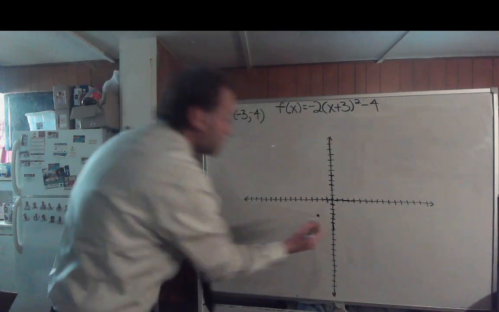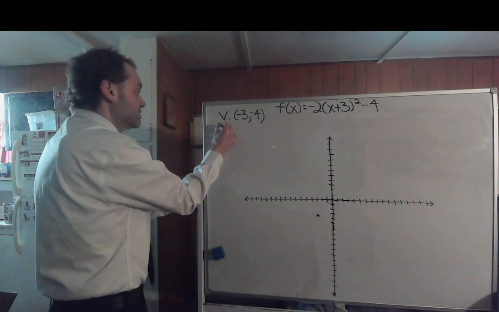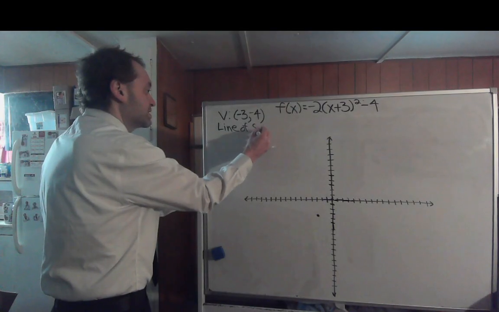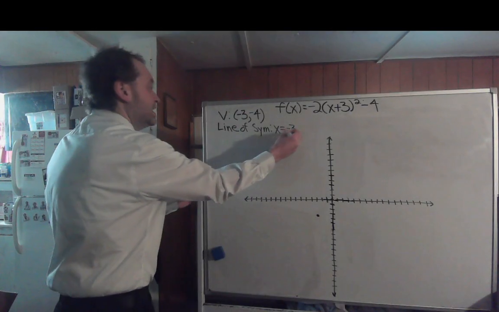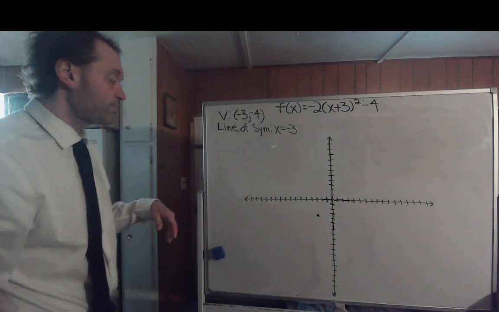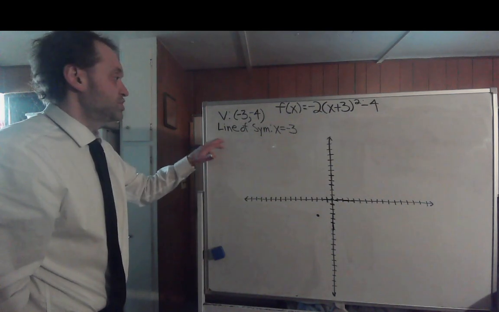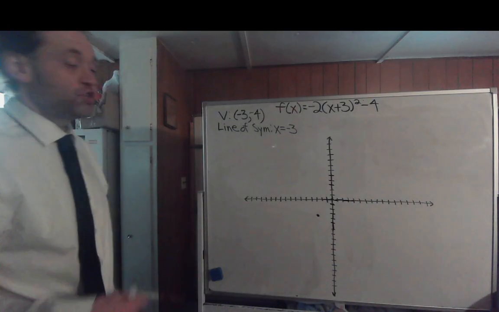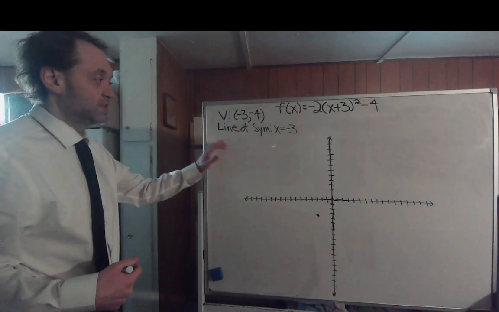So there's your vertex. Now, your line of symmetry is going to be at x equals negative 3, the x-coordinate of your vertex. So the line of symmetry is at x equals negative 3. And then, what else do we have here? We want to find 2 points to the right and 2 points to the left of the line of symmetry.